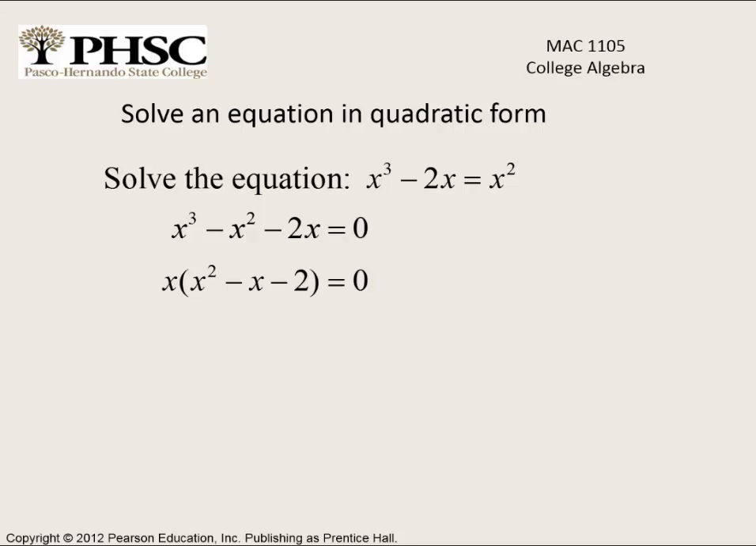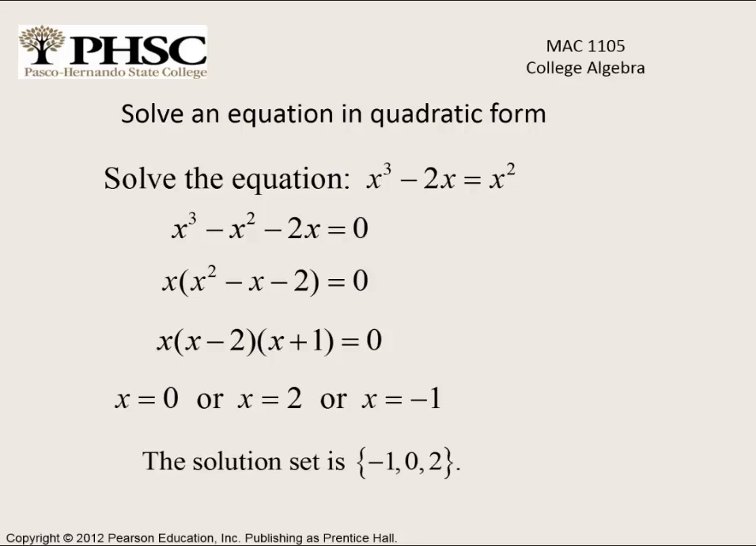Now this expression in the parentheses is quadratic in form, so we can factor that. By factoring, that becomes (x - 2)(x + 1). So we have 3 factors. We set each factor equal to 0, so we get 0, 2, -1. So the solution set is -1, 0, 2.